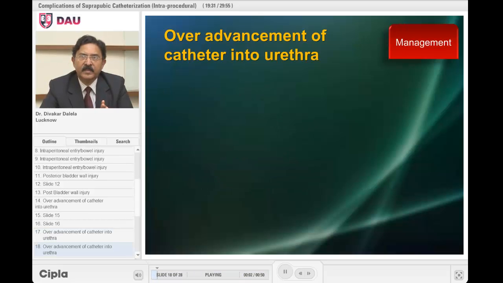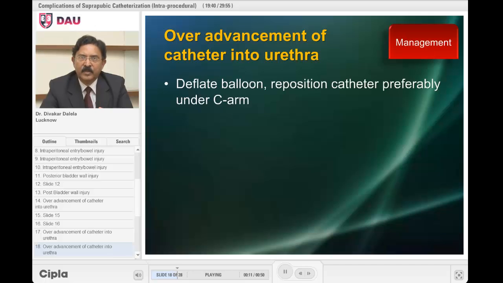How do you manage this? How do you prevent over advancement of the catheter into the urethra? Or what should you do then? In that case, you deflate the balloon and reposition the catheter in the bladder lumen.